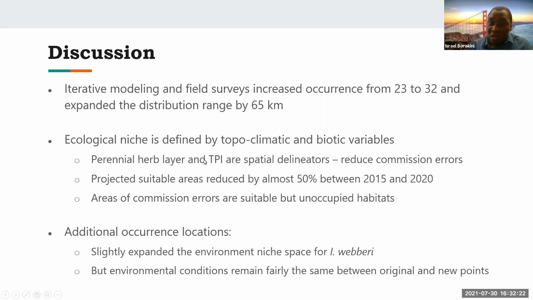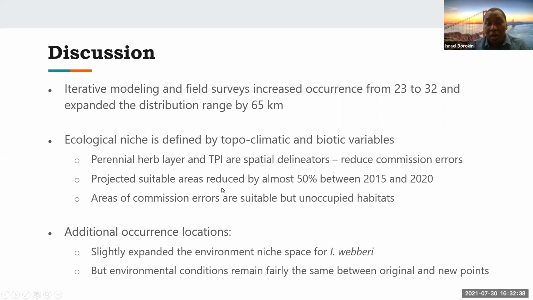And we discovered that topoclimatic variables are really, really important for this species, and biotic variables represented by the perennial herbaceous layer and the topographic position index.